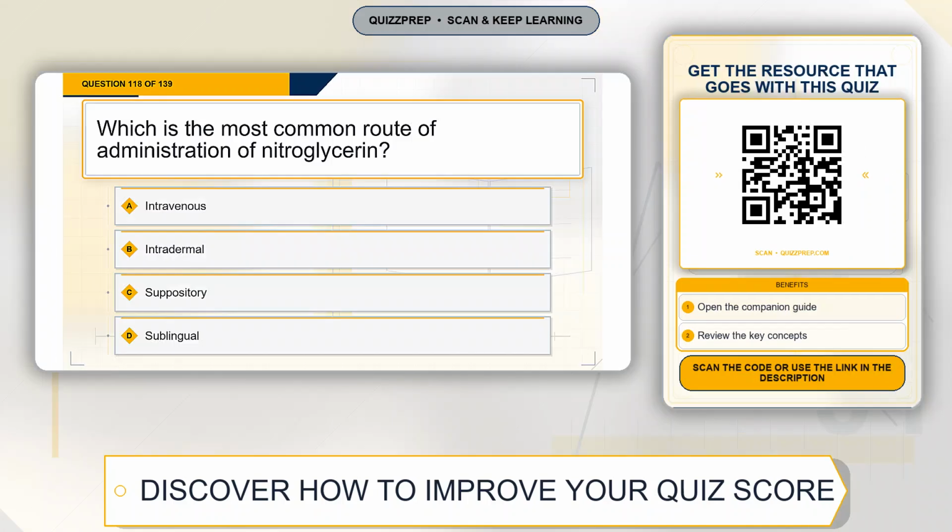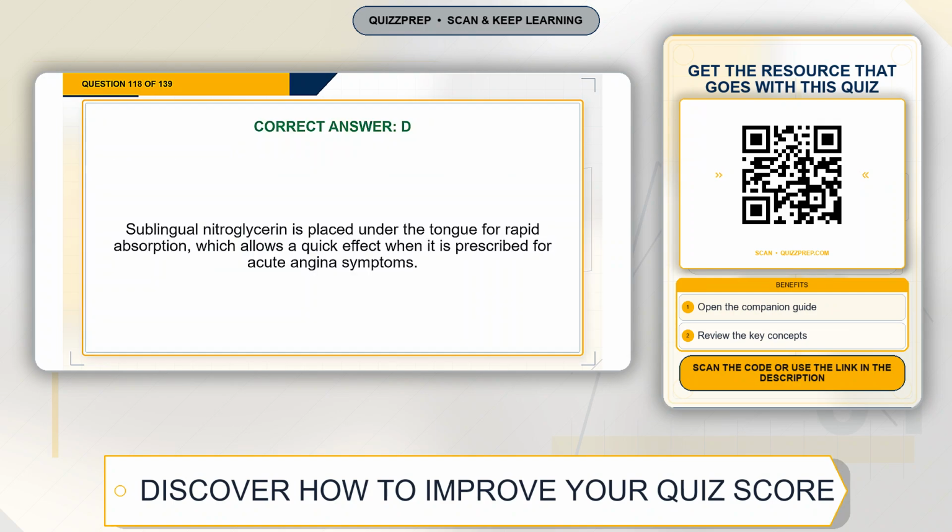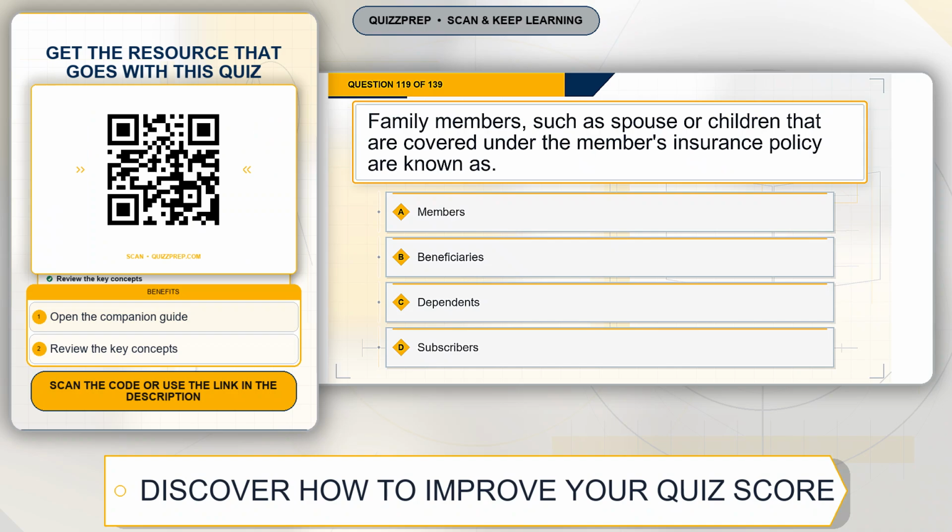Question 118. Which is the most common route of administration of nitroglycerin? Option A, intravenous. Option B, intradermal. Option C, suppository. Option D, sublingual. The correct answer is option D, sublingual. Explanation. Sublingual nitroglycerin is placed under the tongue for rapid absorption, which allows a quick effect when it is prescribed for acute angina symptoms.